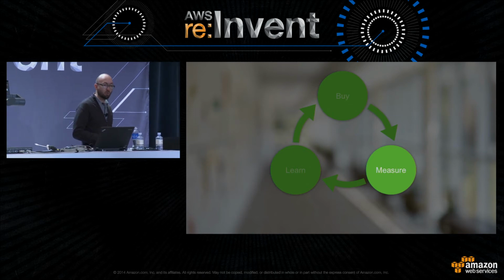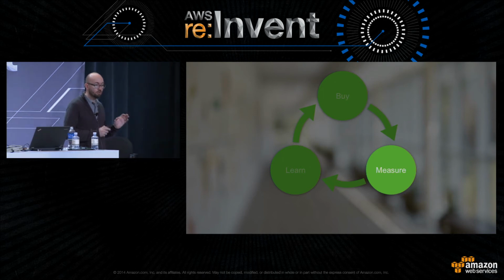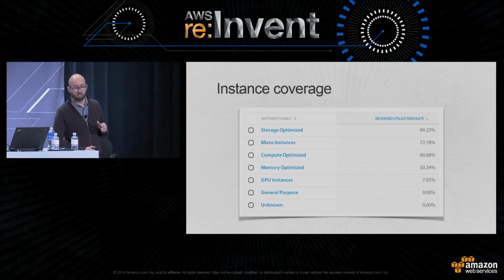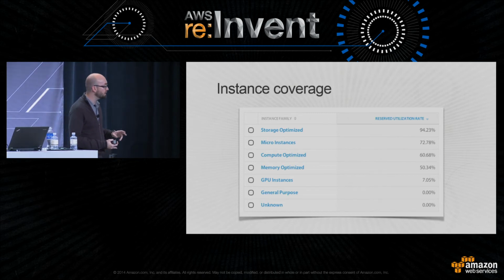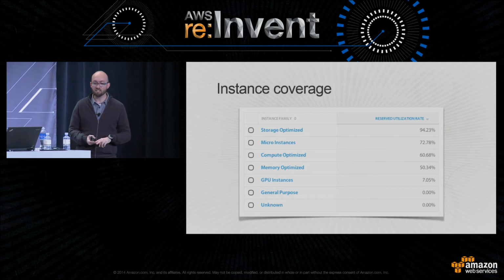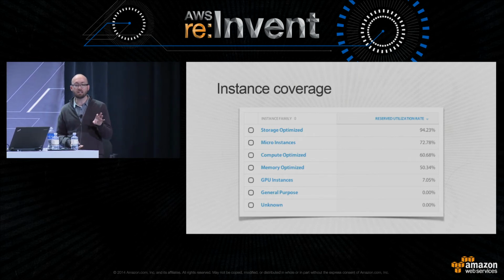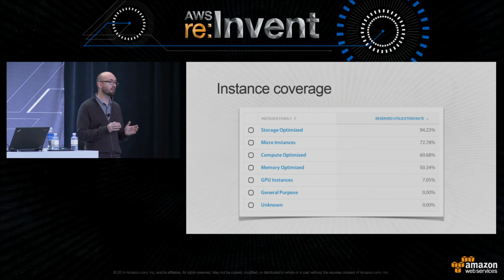So with measurement, what we want to look at are 2 different metrics that are really important. The first is instance coverage. So what you want to look at with instance coverage, whether you're looking at this by instance family, type, OS-AZ, is to understand what your reserved utilization rate is. In other words, how many total hours, a percentage of total hours, are covered by a reservation. This is a really effective metric in trying to understand holistically how your RI portfolio is aligned to your infrastructure.